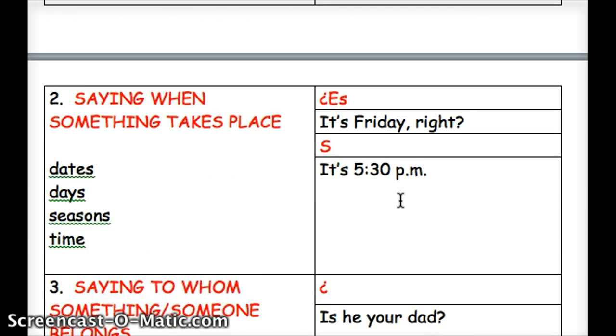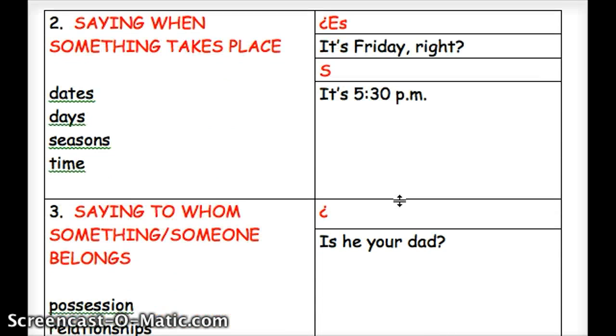A second reason for using ser is when you're saying when something takes place. So that includes telling the date, whether it be the day, the year, the month, even the season, or the time, the exact hour and minutes. All of these things talk about things that take place. So to say, it's Friday, right? You'd say es, which comes from ser, viernes, no? Or sí.